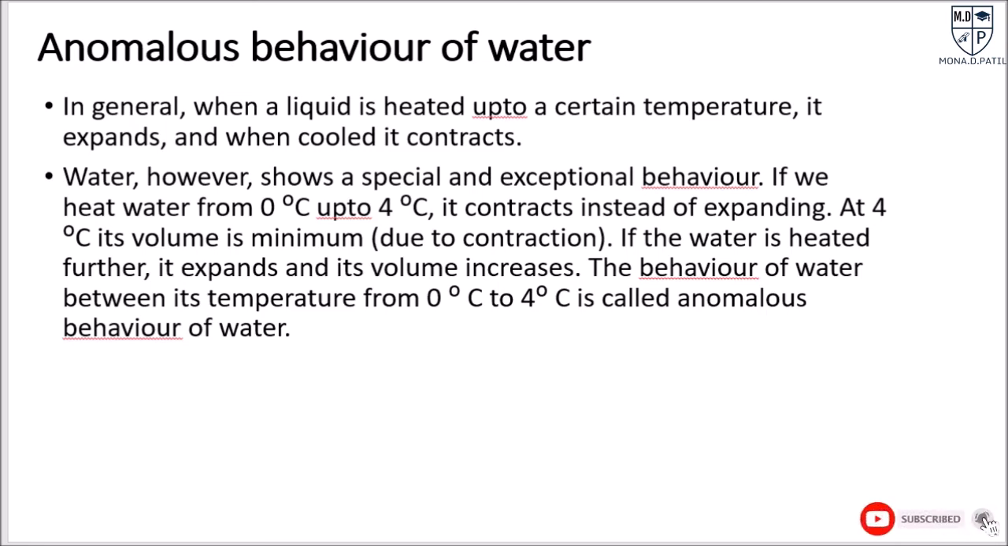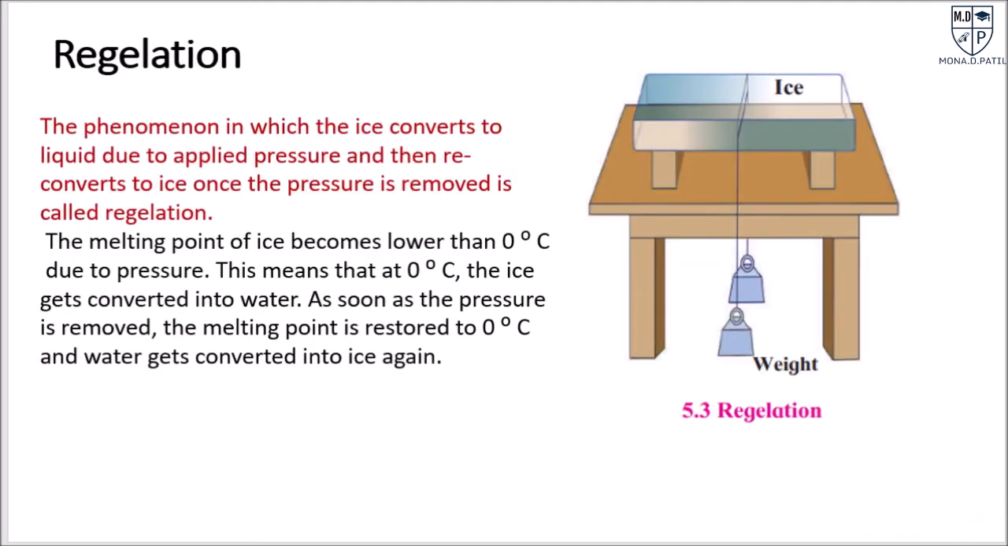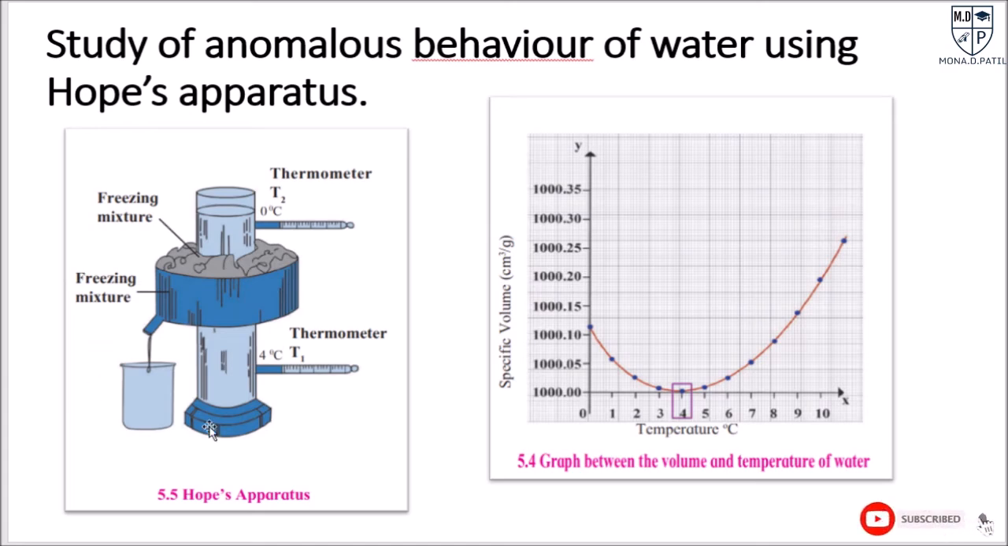If the water is heated further, it expands and its volume increases. This behavior of water between 0 degrees Celsius and 4 degrees Celsius is called the anomalous behavior of water, and it can be studied with the help of this experiment, Hope's apparatus. Here is how the anomalous behavior of water works in Hope's apparatus.